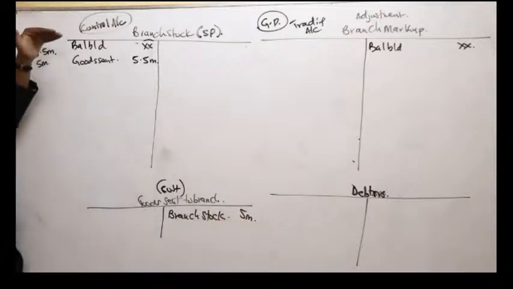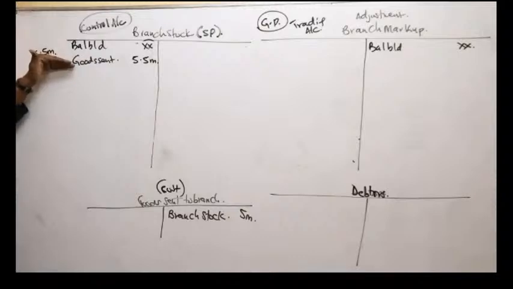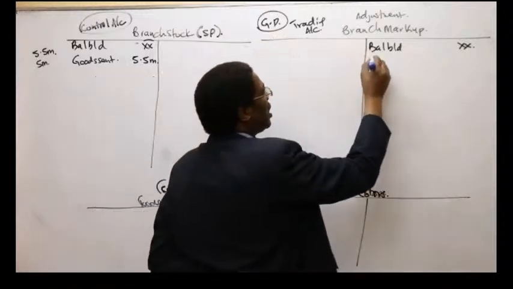And with the profit loading on the goods sent to the branch, you credit the branch markup account.